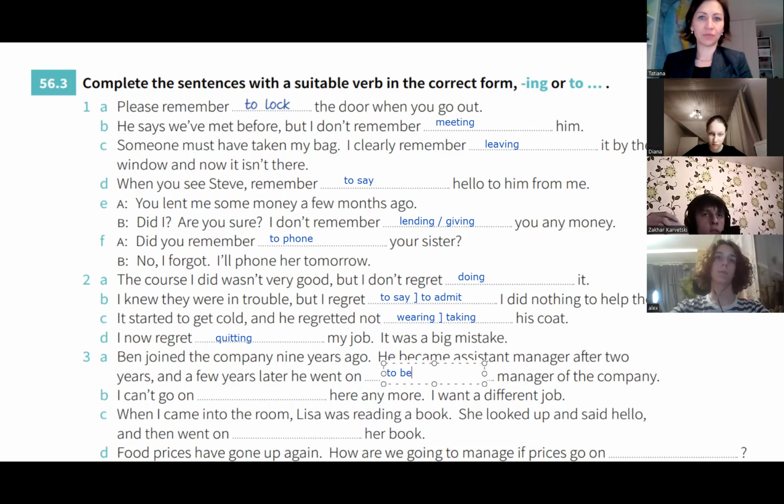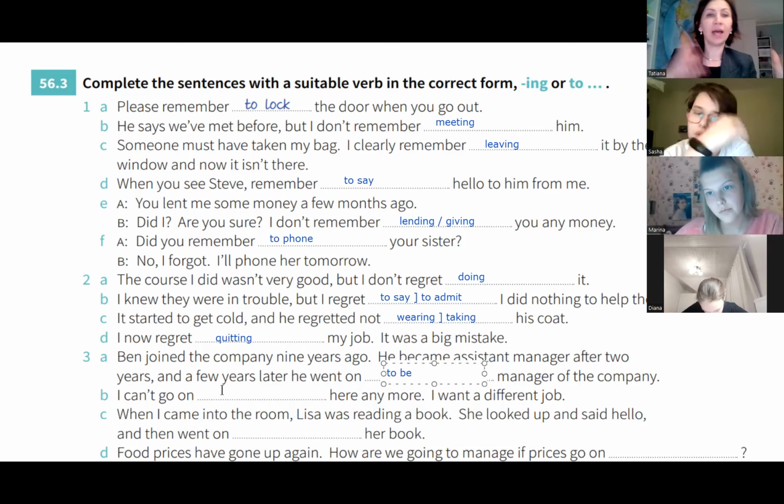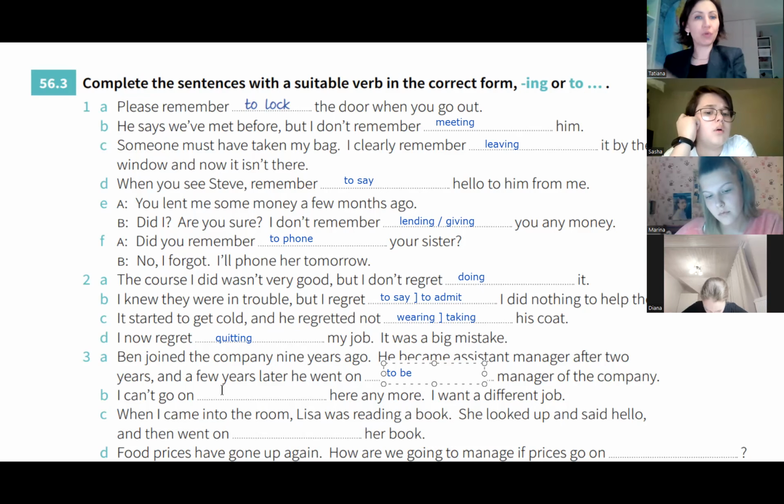Okay, B, please, for Marisha. I can't go on to be here anymore. I want to work. Let's use the word work. I can't go on to work here anymore. Go on to do something is to continue a different thing. Go on doing something is to continue the same thing.